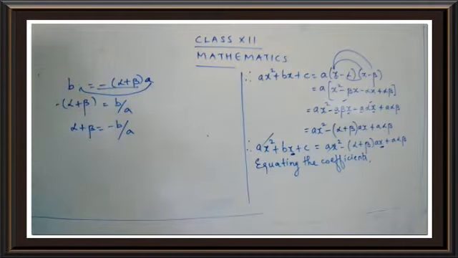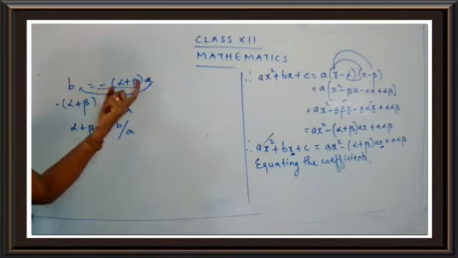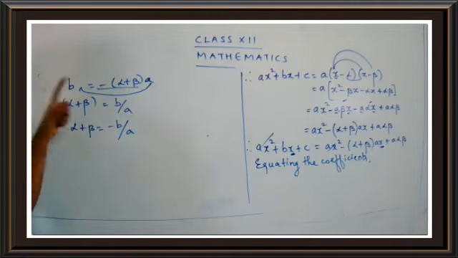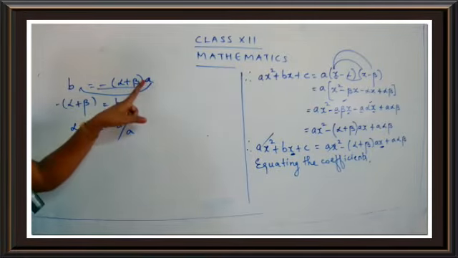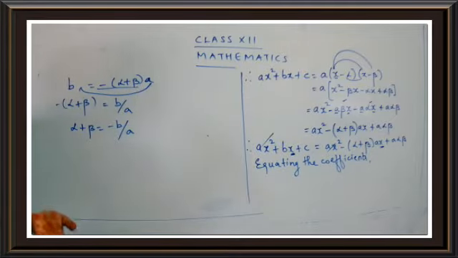I need the value for alpha plus beta. So I'll just keep this part as it is and I'm going to shift the A from RHS to the LHS. When you are shifting in the form of multiplication to the other side, it will change into division. Division changes into multiplication, addition changes to subtraction, and subtraction changes to addition. This is the basic concept that you have studied in integers.